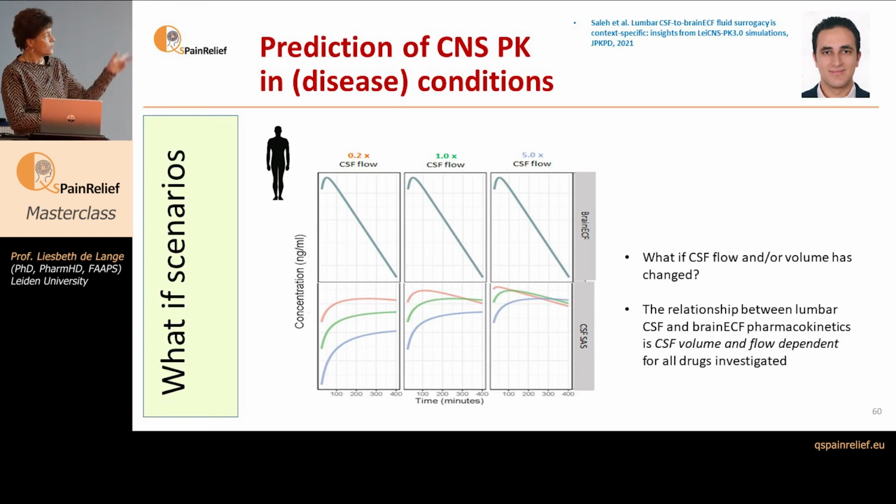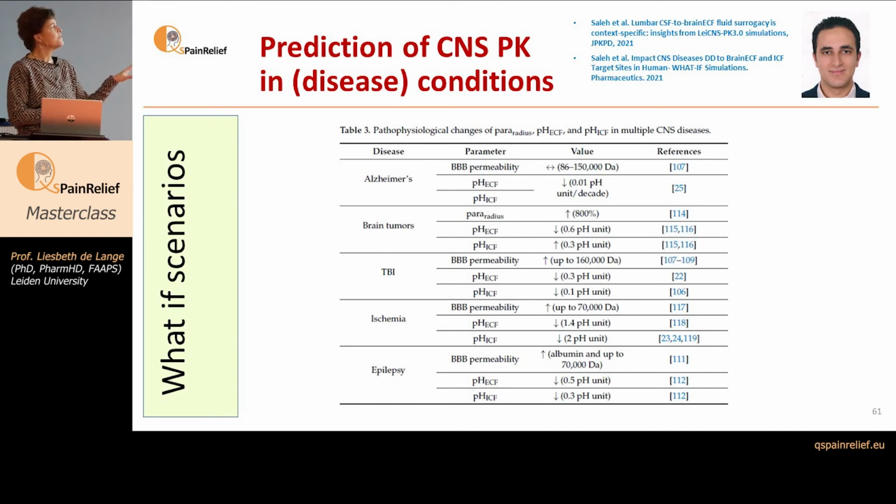So that is important. And we did this for many compounds and we found the same pattern. So actually the relationship between brain extracellular fluid concentrations and lumbar CSF is CSF volume and flow dependent. Okay, then we scraped off literature in search of all kinds of changes that can occur in physiology due to important diseases like brain cancer and Alzheimer's, Parkinson's disease, etc.